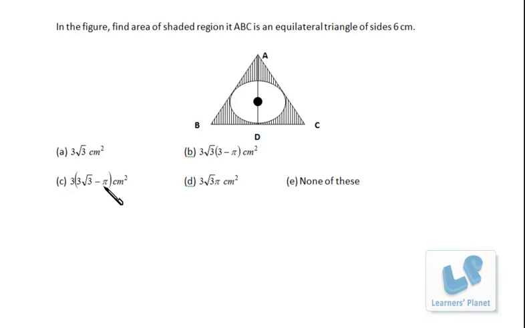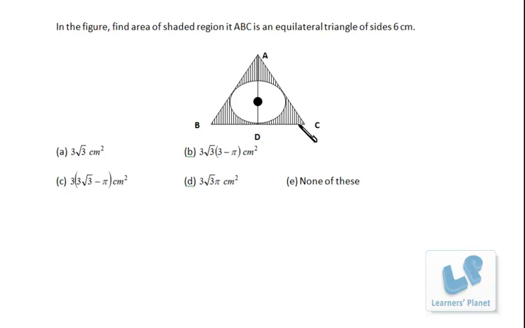Now let's try this question. Further, we have to find out the area of the shaded region. In the figure, find the area of the shaded region if ABC is an equilateral triangle of side 6 centimeter. Now friends, what is the area of an equilateral triangle? That we know. What is the area of the circle? Formula for area of circle, that we know. Now to find out the area of this shaded region, what we have to do? We have to find out the area of the equilateral triangle, and from that area, if we subtract the area of the circle, right, we will be getting the area of the remaining region.